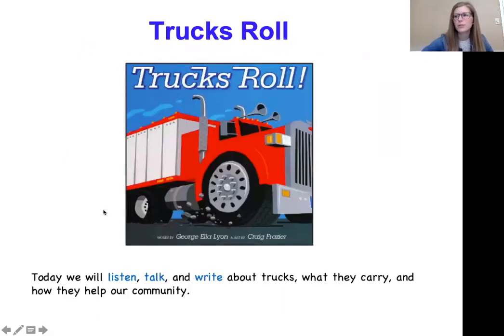Now we're ready to finish reading the second part of our story. Trucks roll. Remember, today's learning target is to listen, talk, and write about trucks, what they carry, and how they help our community.